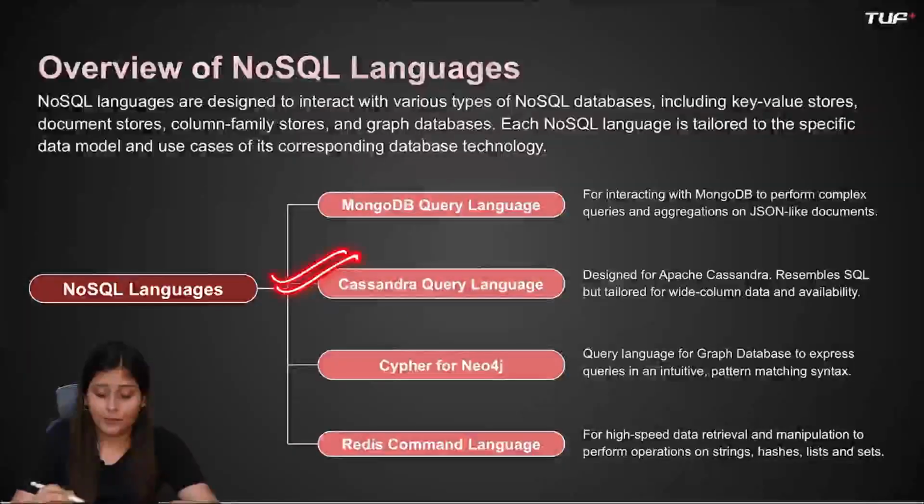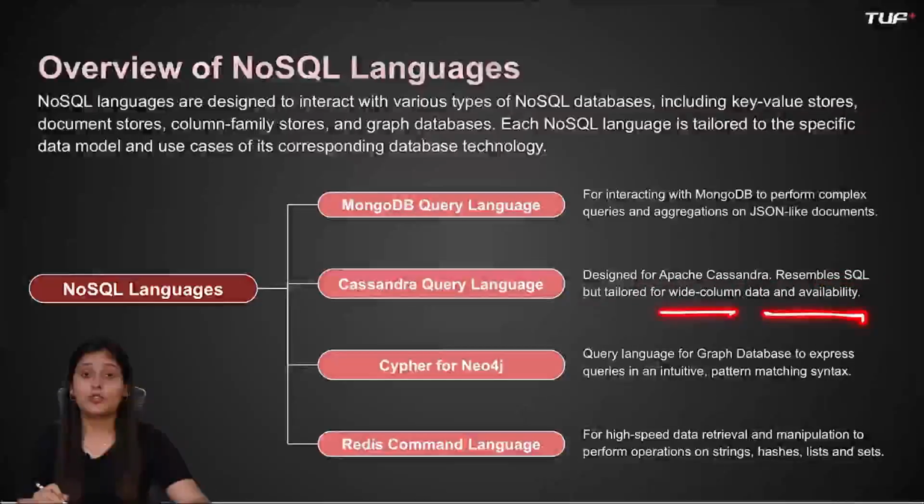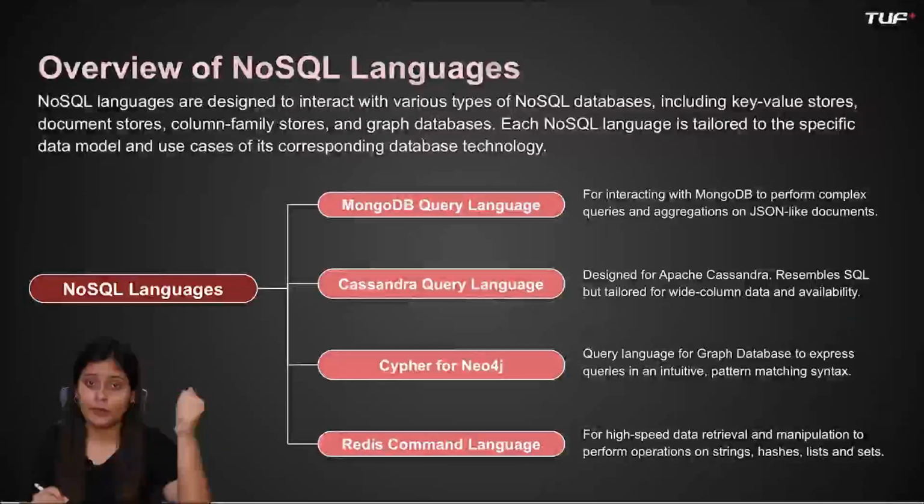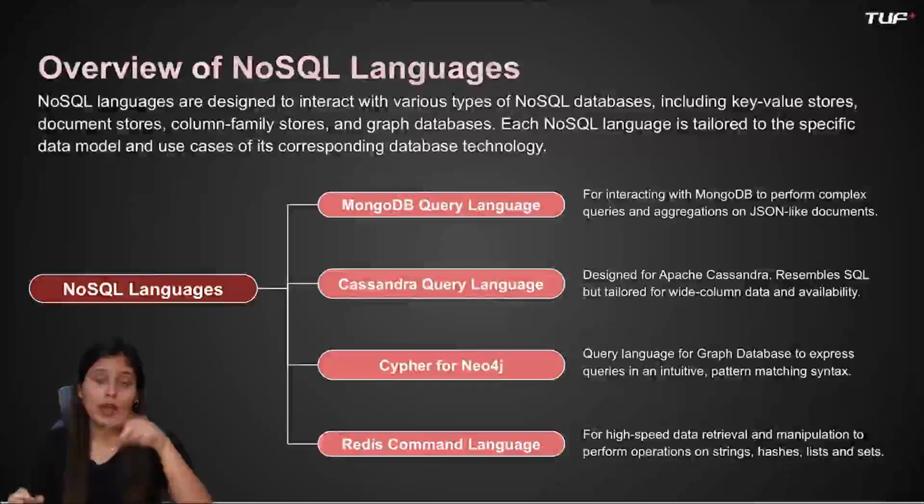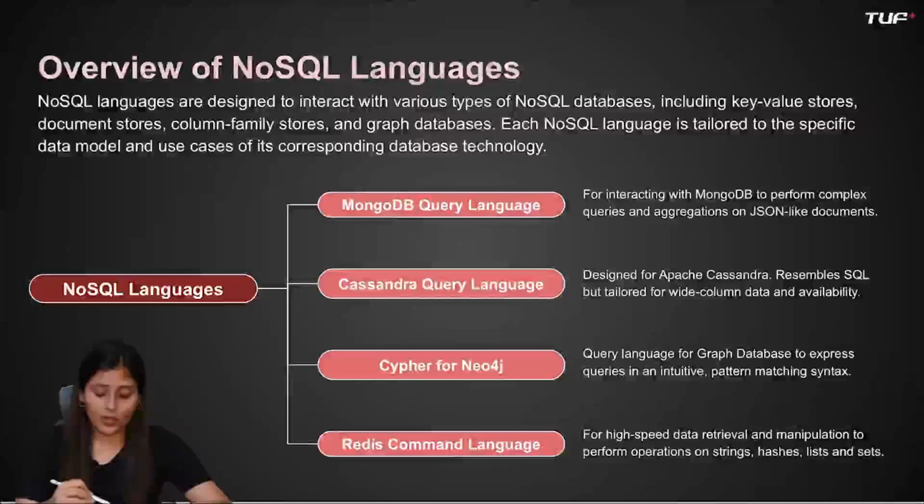Then next is Cassandra. It is designed for Apache Cassandra and resembles SQL but tailored for wide column data. So in the last lecture we have learned about wide column data. It is similar to SQL, but the only difference is that in SQL every row should have an equal number of columns, but in case of Cassandra, which is in case of wide column data, for every row the number of columns is not necessary to be equal. Okay, so for that we use Cassandra query language.